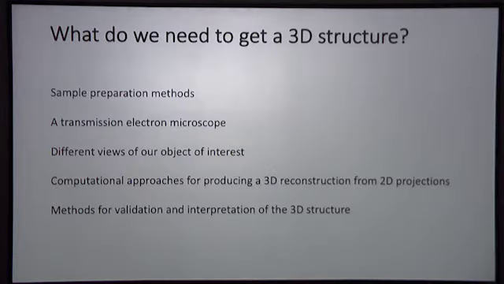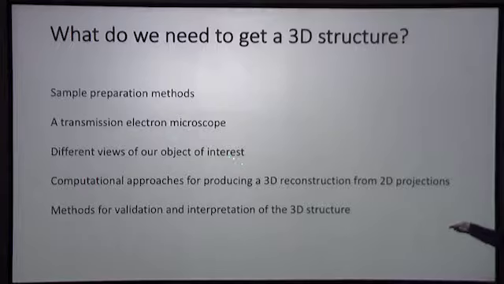So I'm going to start with the question, what do we need to get a 3D structure? We need sample preparation methods. We have to be able to get our sample ready in a manner that we can go on and image it. We need a microscope. We need different views of our object of interest, so we need to see it from different directions. We need computational approaches for producing a 3D reconstruction from those 2D projections, and we need methods for validating and interpreting the 3D structure. This goes for single particle reconstruction as well, of course.